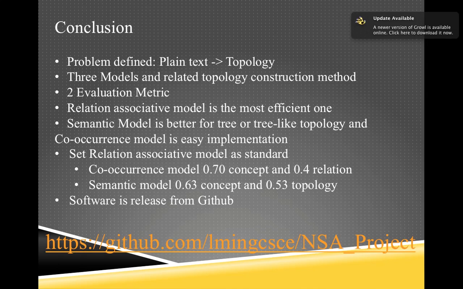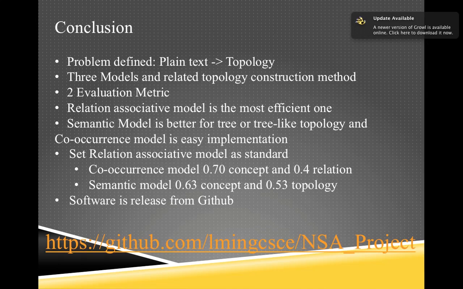Based on the experiment, I can see that the relation associative model is the most important, efficient one. Its effectiveness depends on the relation list you get. The semantic match model is better for tree or tree-like topology, and the contrast model is easy for implementation. The contrast model is also easy to use, but it has the specificity and the sensitivity issue, so you have to choose the appropriate window size.